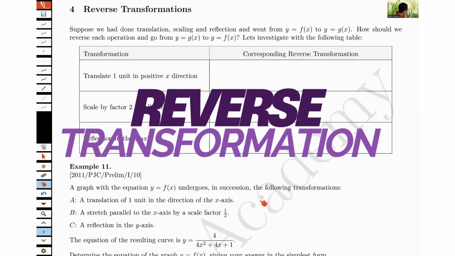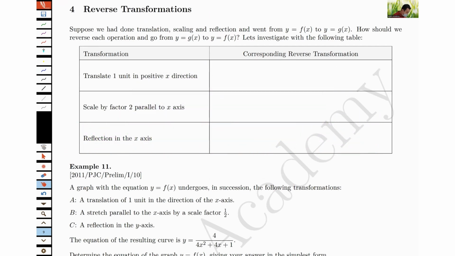We are going to think of doing transformations in the reverse order. On the left-hand side is your usual transformation. Can we think about the reverse transformation on what we have done? For example, the first one is you translate 1 unit in the positive x direction, which means you have shifted right by 1 unit. If I want to undo this step, you want to reverse it. What would you do? You will move leftwards by 1 unit.